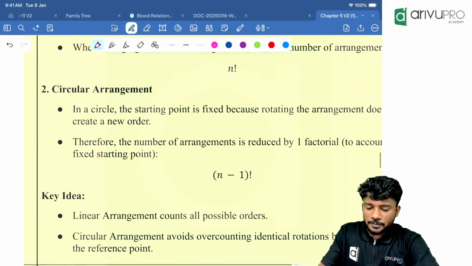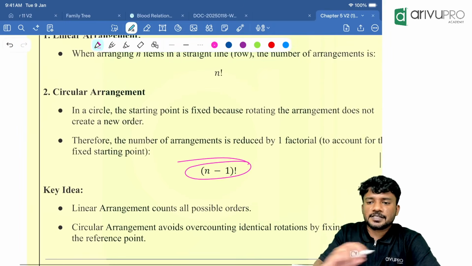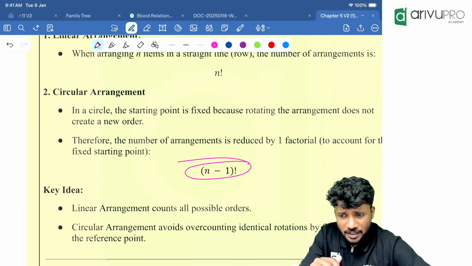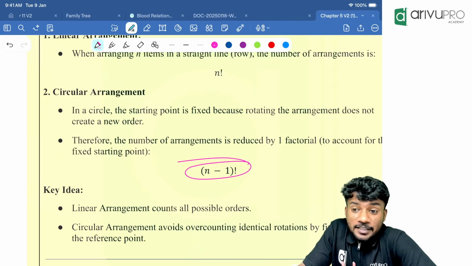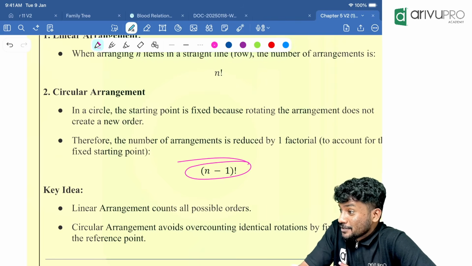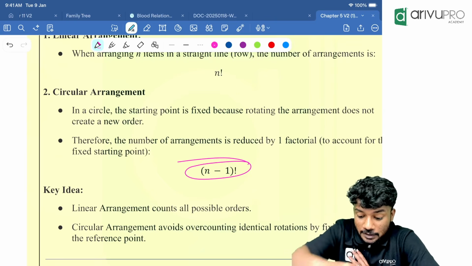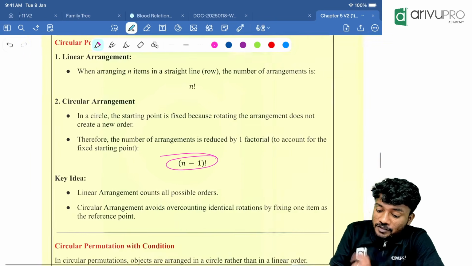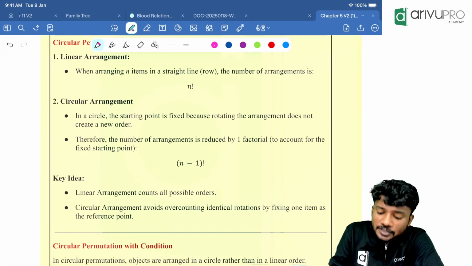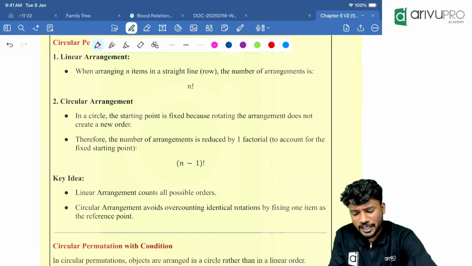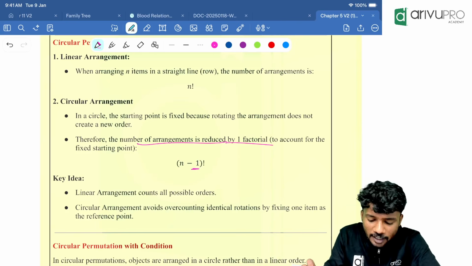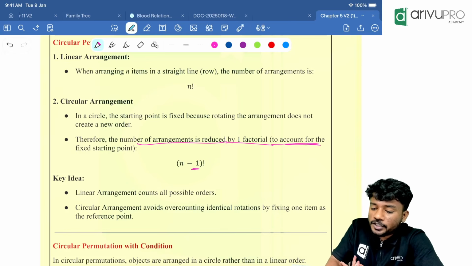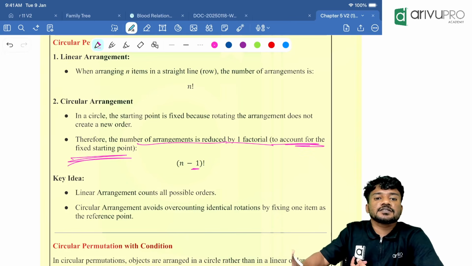Circular permutation, people. You are aware of circular permutation, I told you also in the previous class. Linear permutation means there will be n points, so we will go with n factorial. But for circular permutation, we will go with n minus 1 factorial. Why are we using this minus 1? The number of arrangements is reduced by a factor of n, in order to account for the fixed starting point.